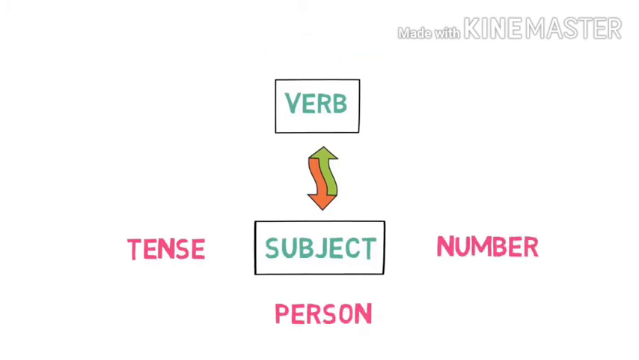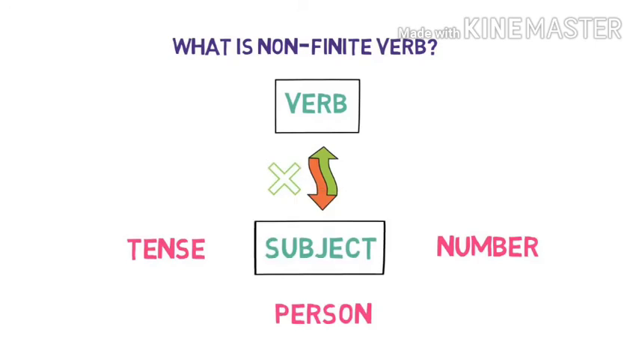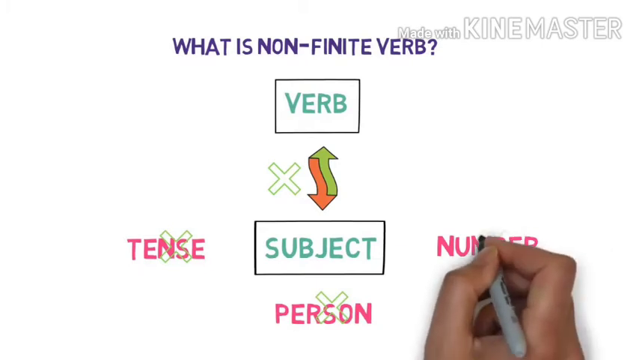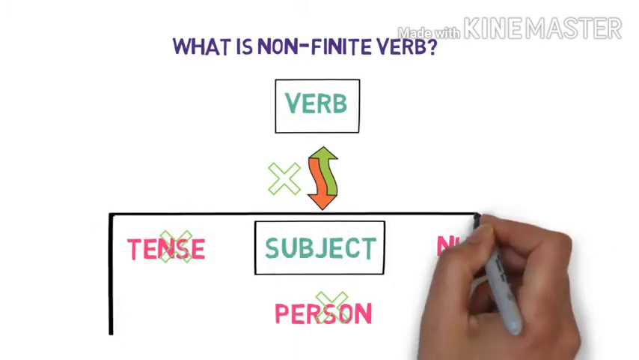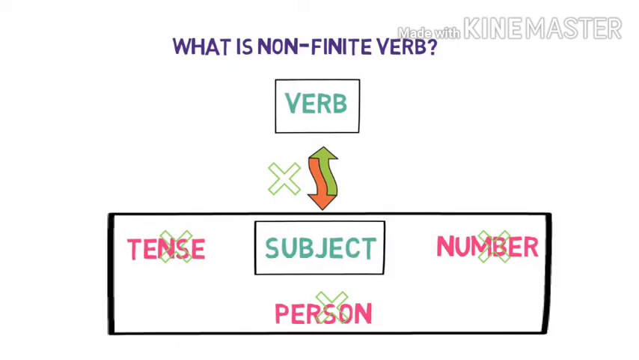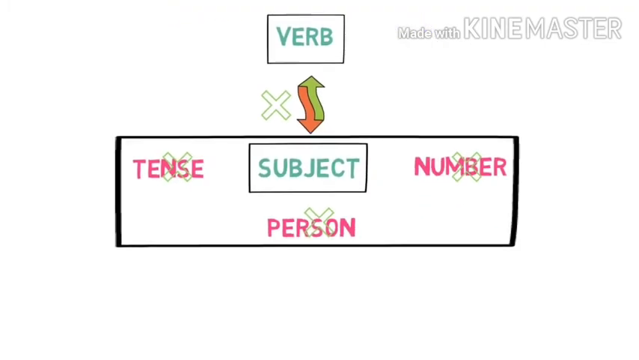Let's now look into non-finite verbs. So what is a non-finite verb? Non-finite verbs don't have any agreement with the subject. That is, they are not limited as per the change in the subject. They don't change as per the tense or as per the person or as per the number of the subject in the sentence. And they don't perform any action in the sentence. First, let's understand it with an example. Then, we will understand their role in the sentence.